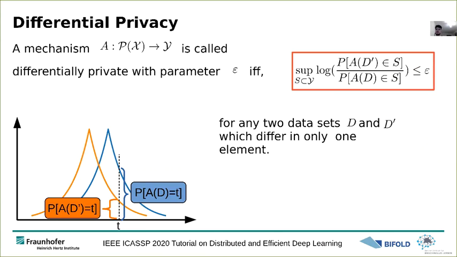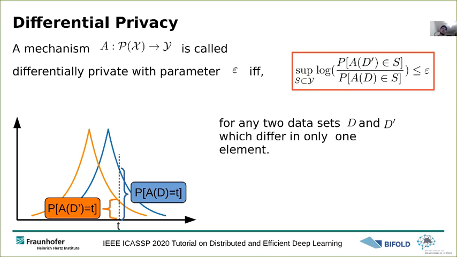So yeah, what's the idea of differential privacy? Differential privacy allows you to quantify the amount of information that you give away when you release some kind of statistical information that you've gathered about a data set.